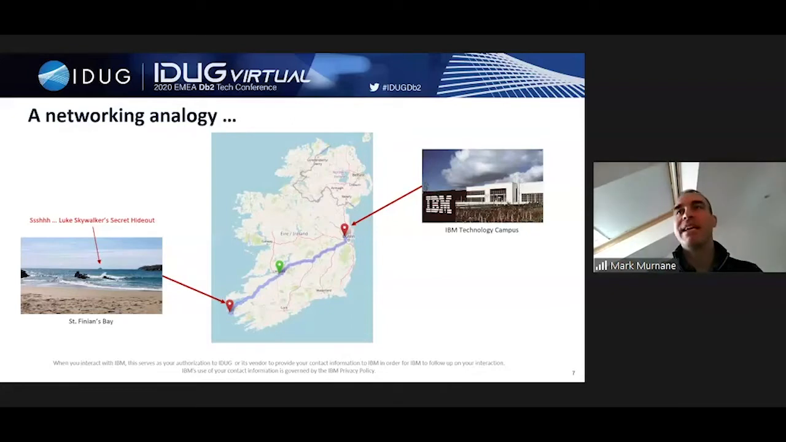So while it's difficult to make out in the picture there, for the Star Wars fans amongst you, the Iveragh Peninsula was the location used for Luke Skywalker's hideout of Ahch-To in the most recent trilogy. It's a gorgeous place to go and get away from things.